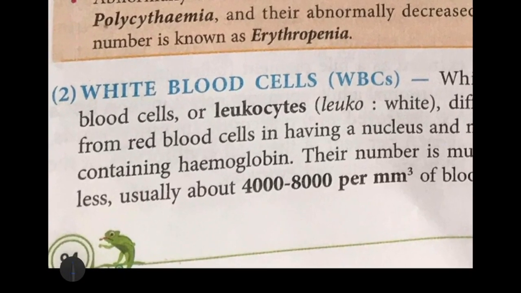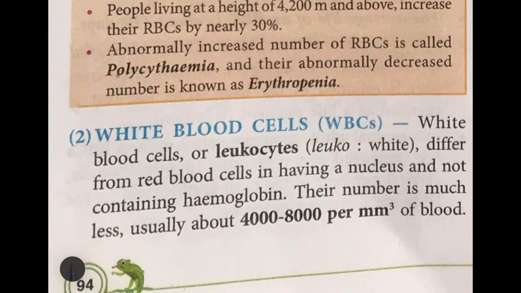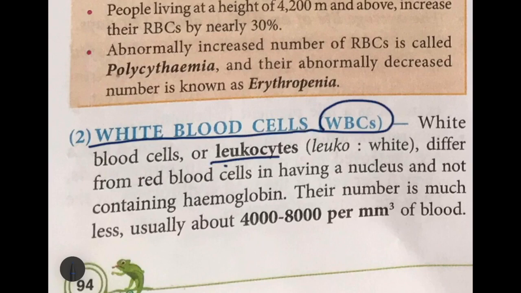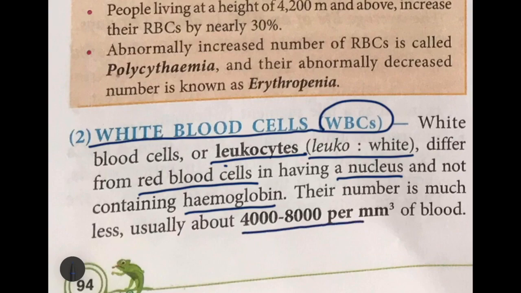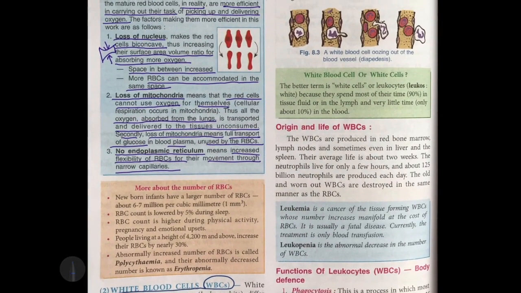To continue with the circulatory system, today we are going to talk about white blood cells, abbreviated as WBC, and they are also known as leukocytes. Leuko means white. They are different from red blood cells because they have a nucleus and they do not contain any hemoglobin. Their number is also much less. It is only about 4,000 to 8,000 per millimeter cubed of blood.